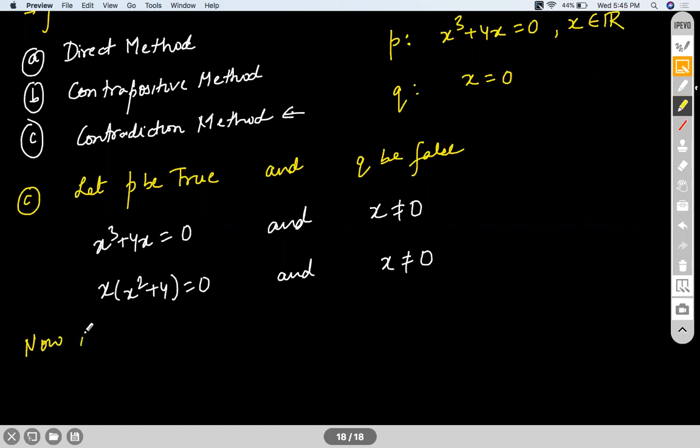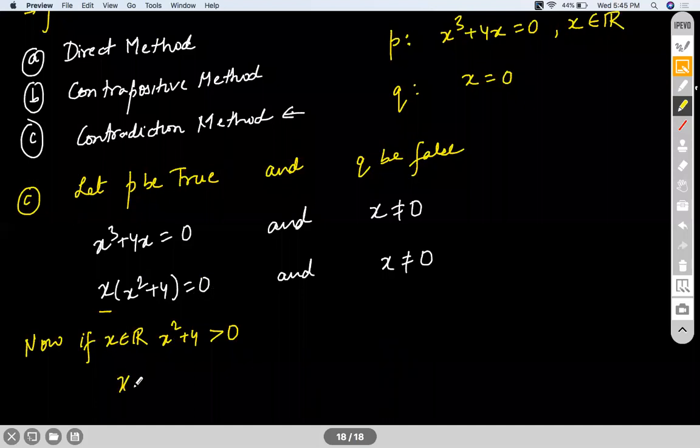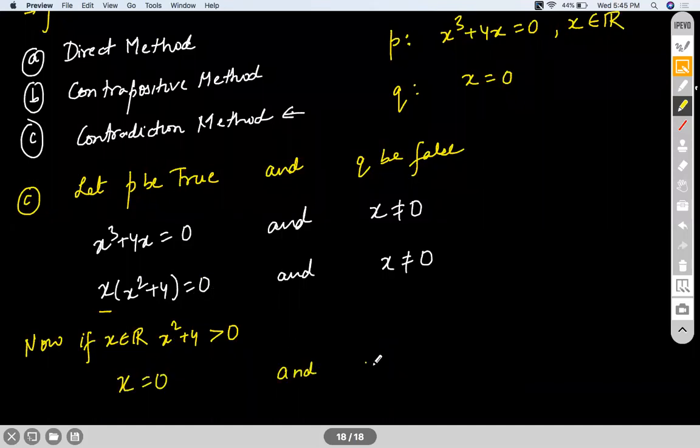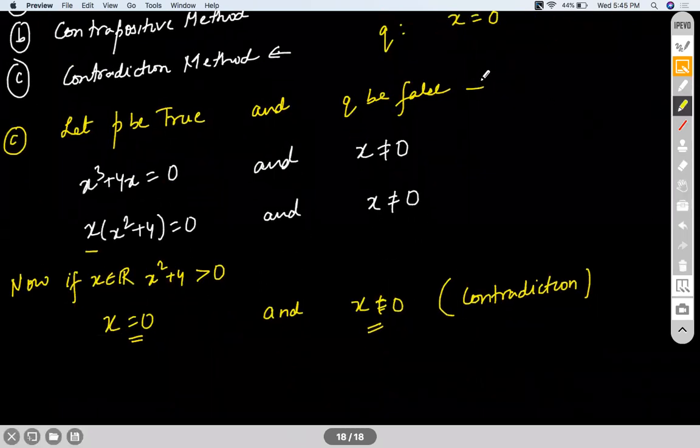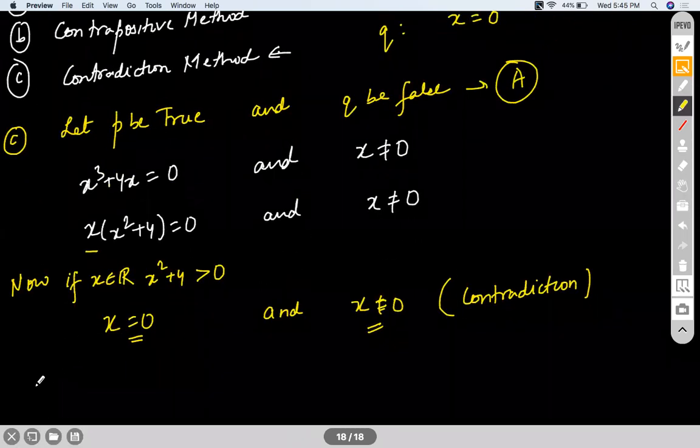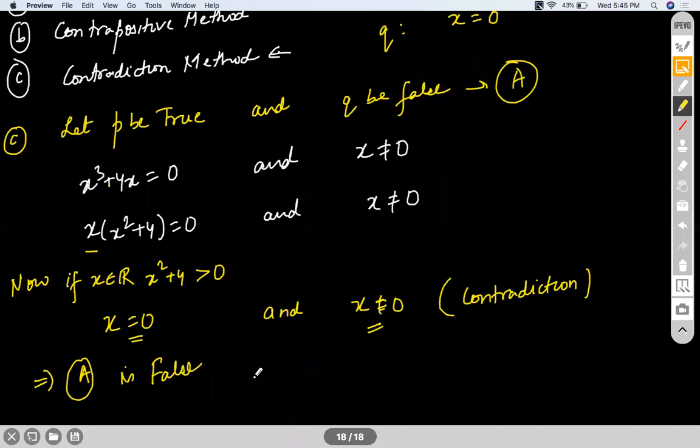Now we know that if x is not equal to 0, real number, x square plus 4 will always be a positive quantity, isn't it? Yes, sir. That means if the product of x with a positive quantity is 0, only x could be 0. And this is saying x is not 0. Isn't this a contradiction? At one place you are saying x is 0, and at other place you are saying x is not 0. Yes, sir. It means my assumption itself is false. Okay, correct.